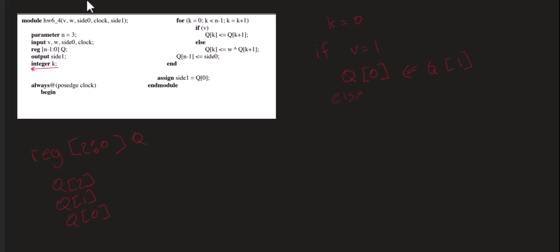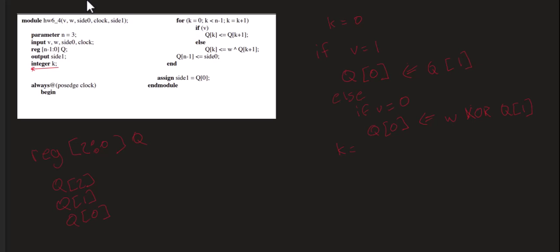Else, so this means if V equals 0, then Q of 0 becomes equal to W exclusive or Q of 1. So just kind of writing that out. And that's for K equals 0. And then we'll add 1 to K.